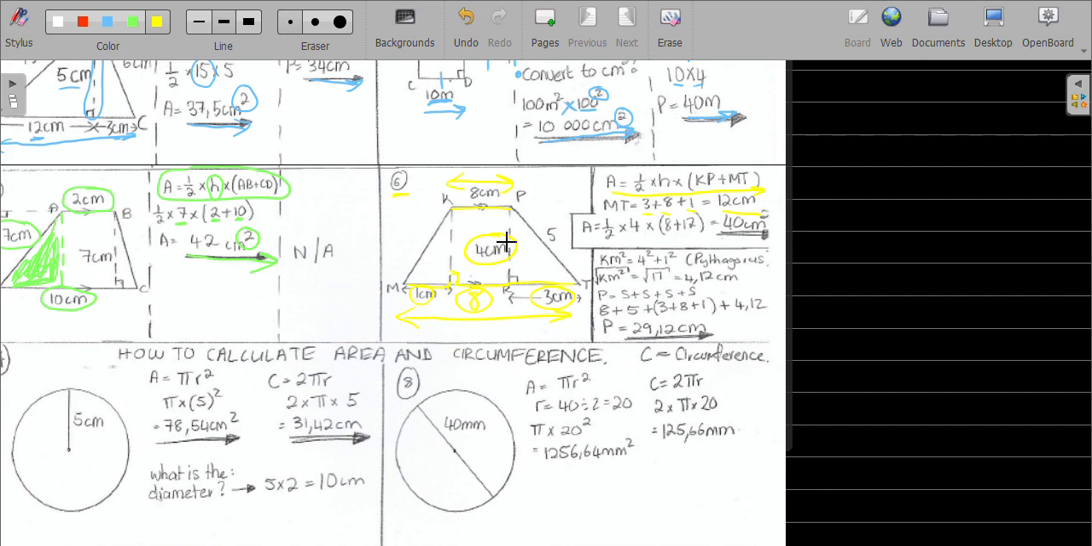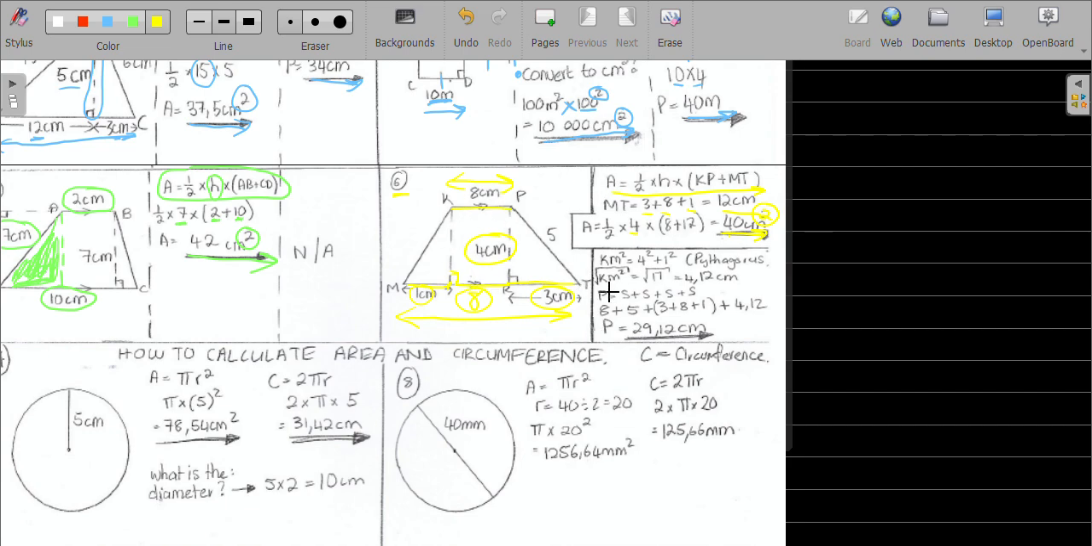Half times what was my height? It was 4 times, and then in brackets, I said we're going to add those two lengths that are parallel to each other. And then you put that in your calculator and you get your answer of 40 centimeters squared. Okay, so guys, that is how you do the area of this trapezium.